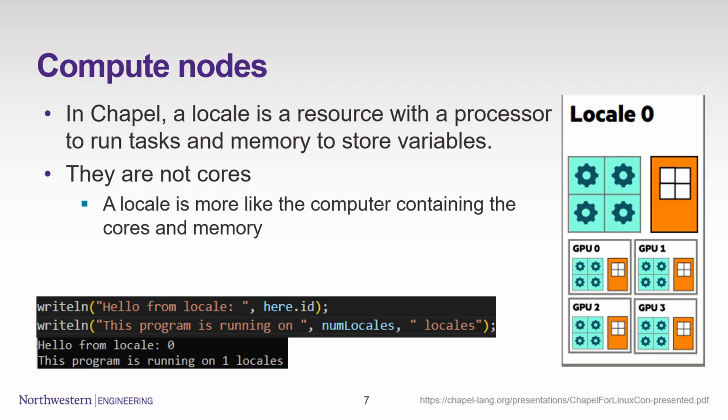In this code below, it prints here.id, which is the current locale running the program, and also numLocales, which is the number of locales running the program. So running on my PC would print hello from locale 0, and this program is running on 1 locale.